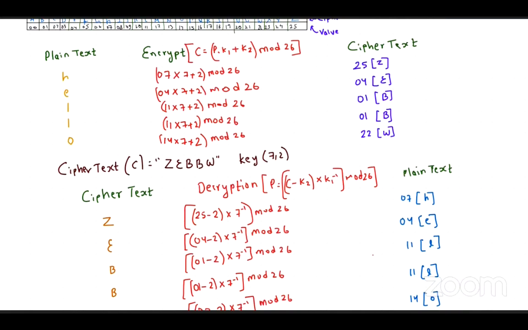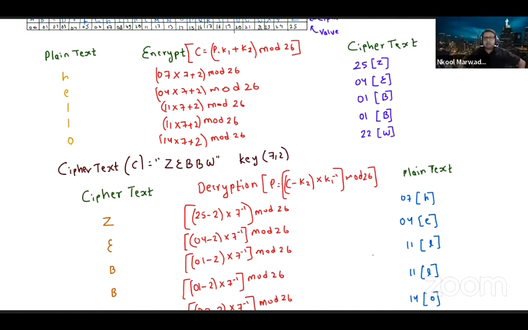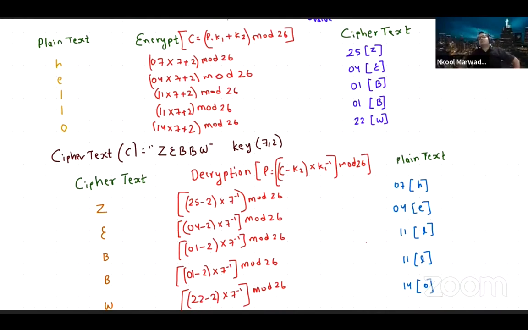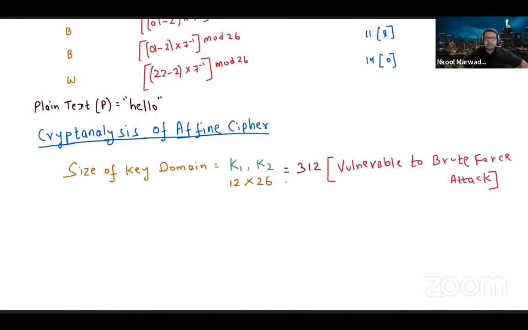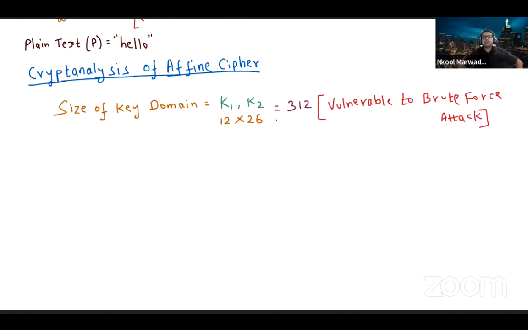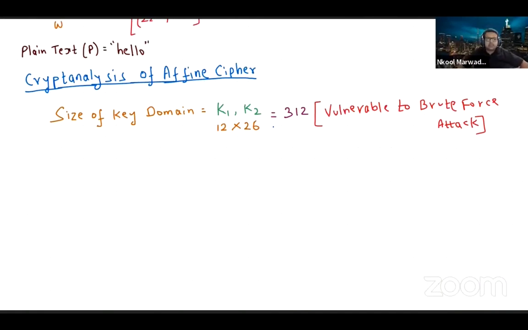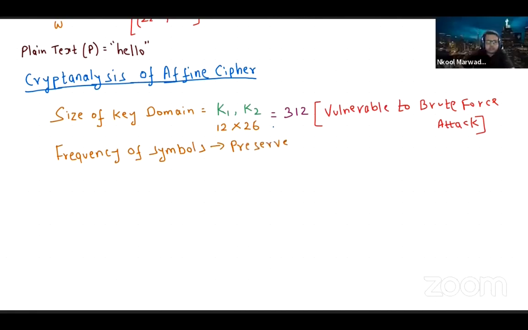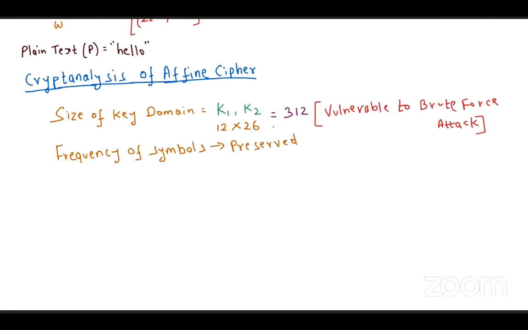Because we can take that as E, the most used letter, then the second most used letter as T, like that, whatever the statistical technique is. Its frequency is preserved. That is the idea. So we can say that the frequency of symbols is preserved, because of which it is vulnerable to statistical attack.